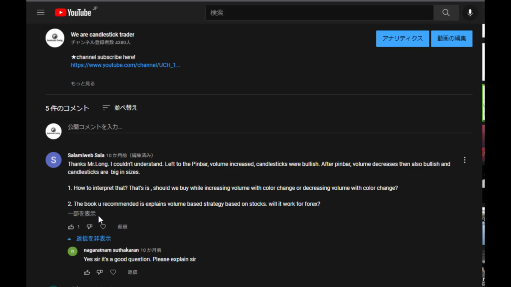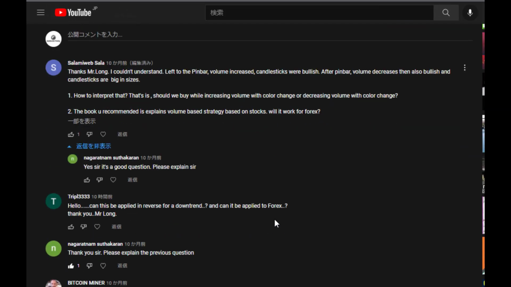Number 2: the book you recommended explains a volume-based strategy based on stocks. Will it work for Forex? Yes. And can this be applied in reverse for a downtrend? Yes. And can it be applied to Forex? Yes. Okay, please explain the previous question.